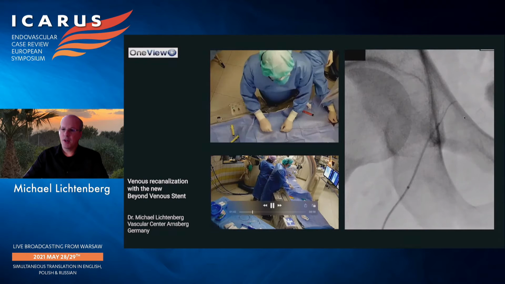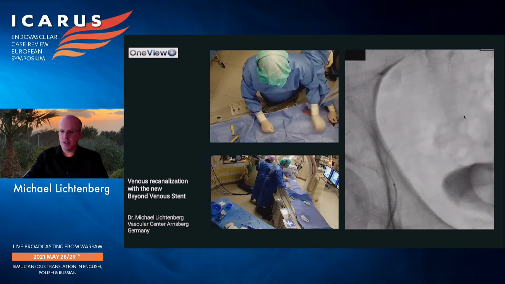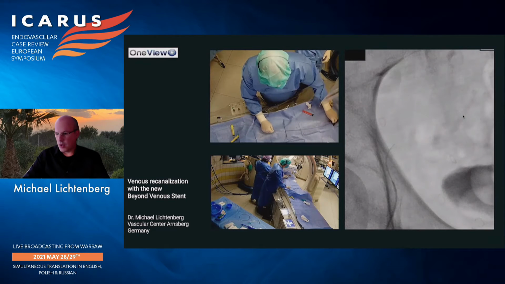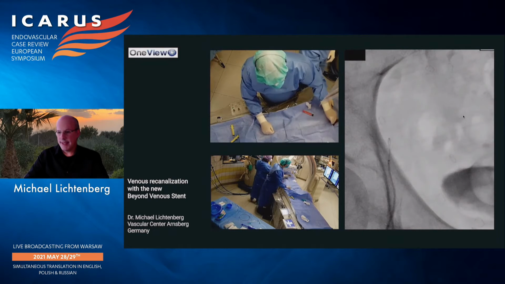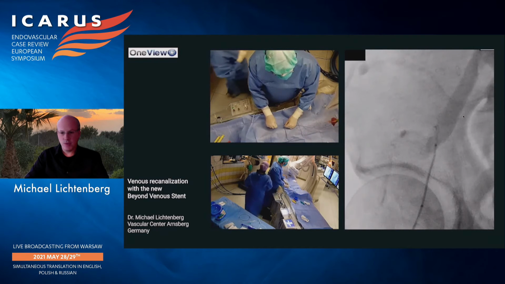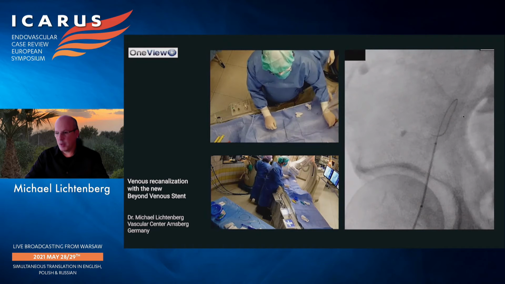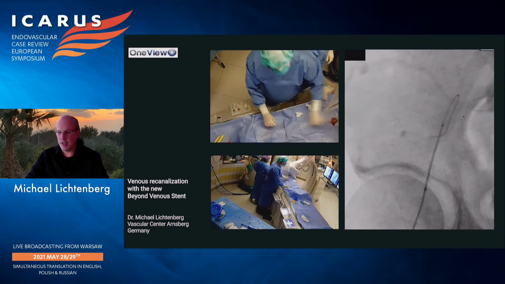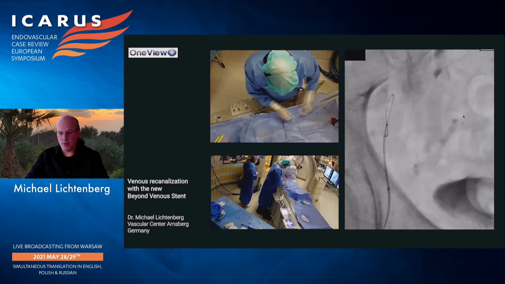So we tried a couple of times here to really bring that wire up, and you could see we always went into collaterals, ascending collaterals, going to the contralateral side. So it's important to perform a lot of angulations here to really penetrate this not very long occlusion. And then we finally make it up. But in this case, you could see we failed. We were somewhere outside the external iliac vein, not finding the true lumen from distal.